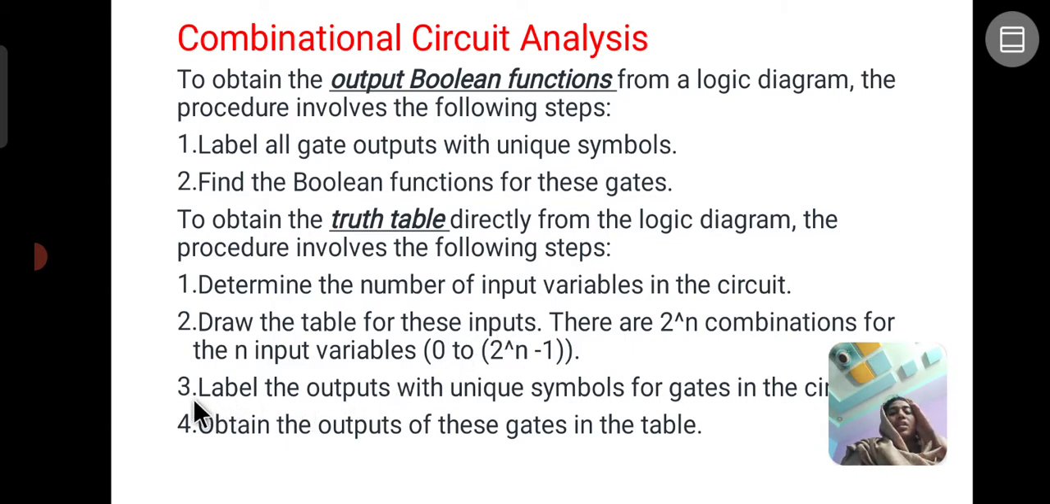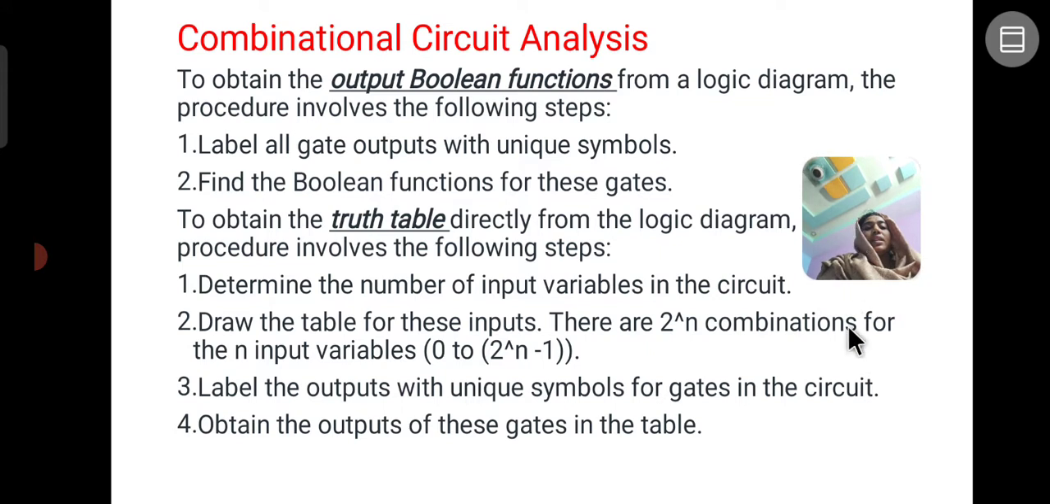The third step is to label the output with unique symbols for the gates in the circuit. For all the gate outputs, we have to give unique symbols. The fourth step is to obtain the outputs of these gates in the table. So these are the 4 steps, and from these truth tables we can directly draw the logic diagram.